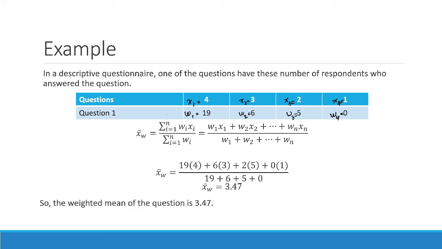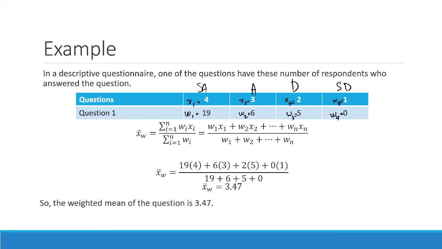Therefore, we'll have 3.47. So the weighted mean for this question, question 1, is 3.47. Okay. You might be wondering, sir, how do you give meaning to that 3.47? What is the implication of that? Actually, class, that is where we bring in the so-called Likert scale. With the Likert scale, we need to identify which values fall under strongly agree, agree, disagree, and strongly disagree.